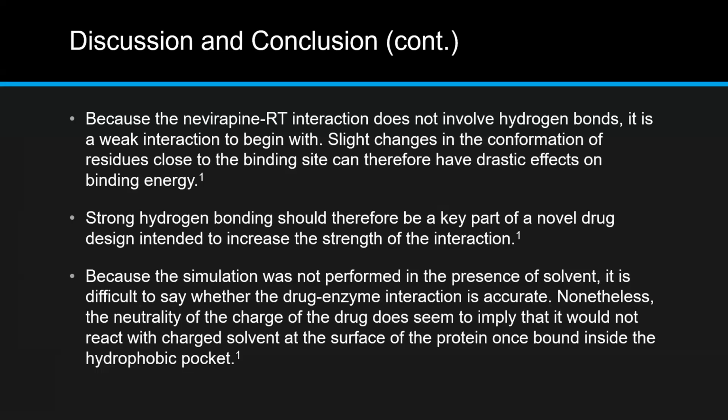However, we can say that in the mutant case, the interaction of nevirapine and reverse transcriptase is energetically unfavorable, whereas in the wild type, it is energetically favorable.